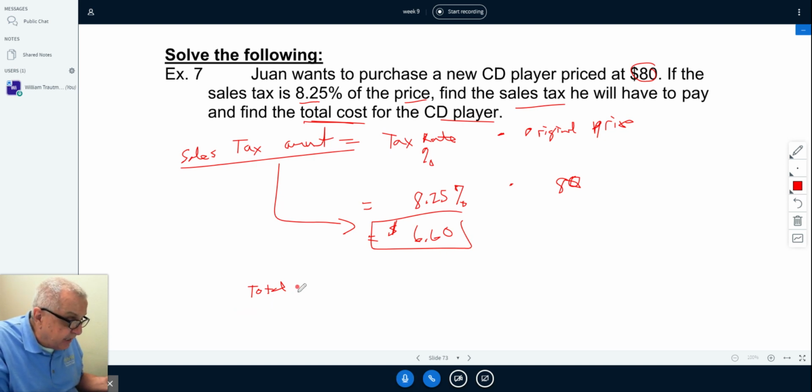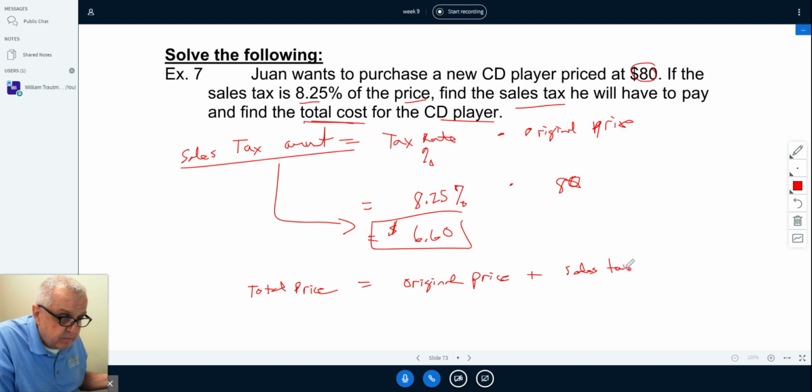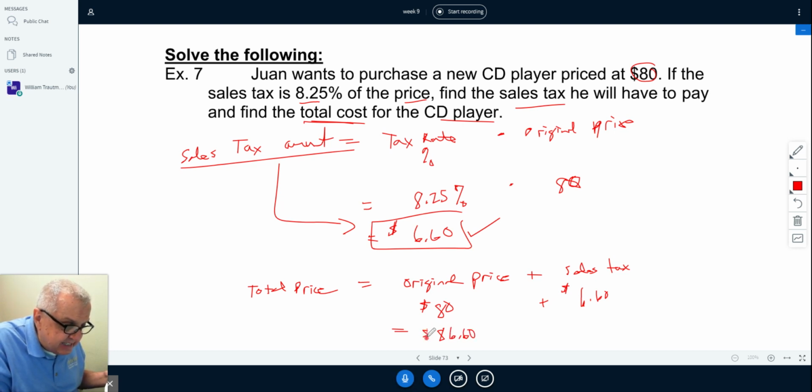So the total price, and I'm just looking on the formula sheet so everybody sees the same thing, is the original price plus the amount of the sales tax. Well, we know the sales tax amount was $6.60. And the original price was $80. So the total price you pay for this CD is 80 plus 6.60, $86.60. There we go.